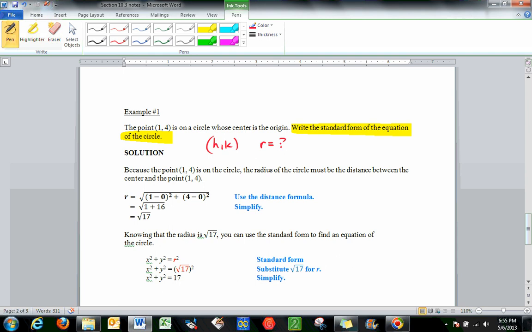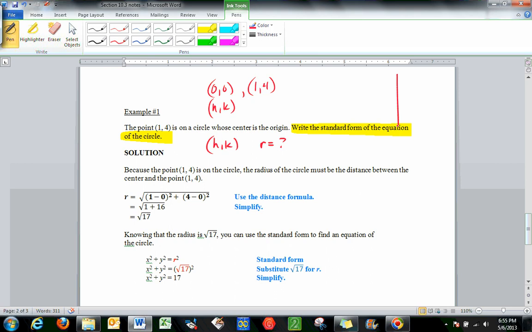What they've basically given us is the center point and a point on the circle. So they've given us 2 points. They've given us a center point of 0, 0, which is technically our H and our K. And they've also given us a point of 1, 4.